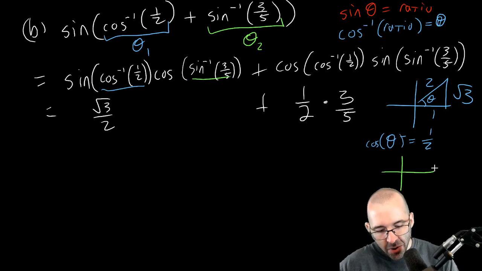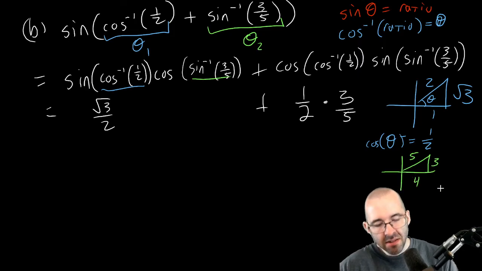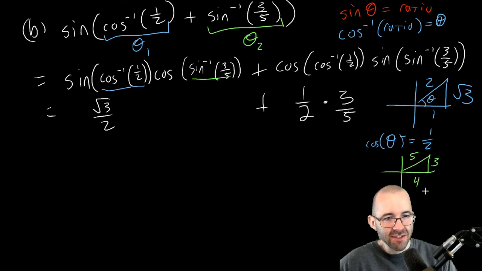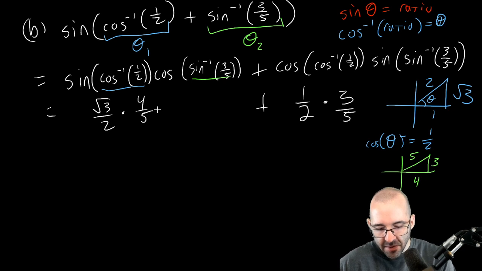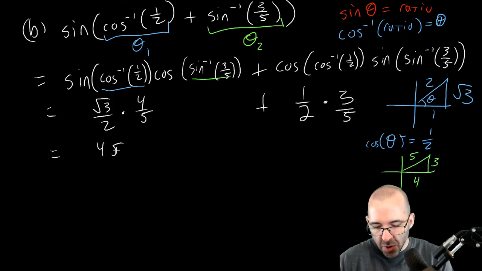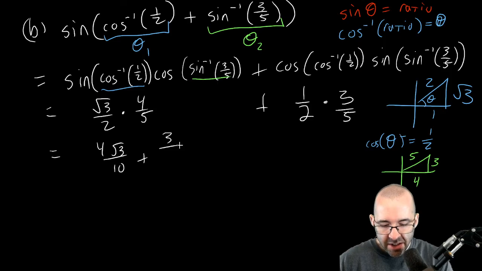We can draw a triangle for the second one as well. Sine being 3/5 means we have this triangle. Use the Pythagorean theorem to get the x coordinate, 4. So cosine of that is 4/5. So there we go. Let's combine everything. We get 4√3/10 plus 3/10.